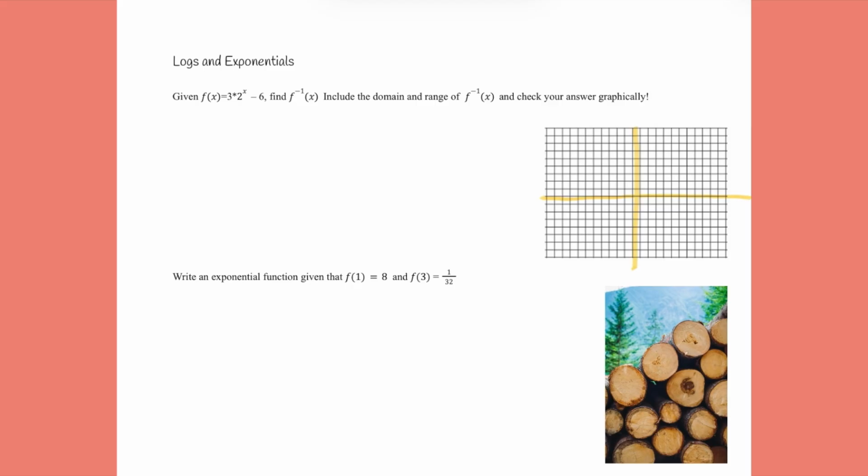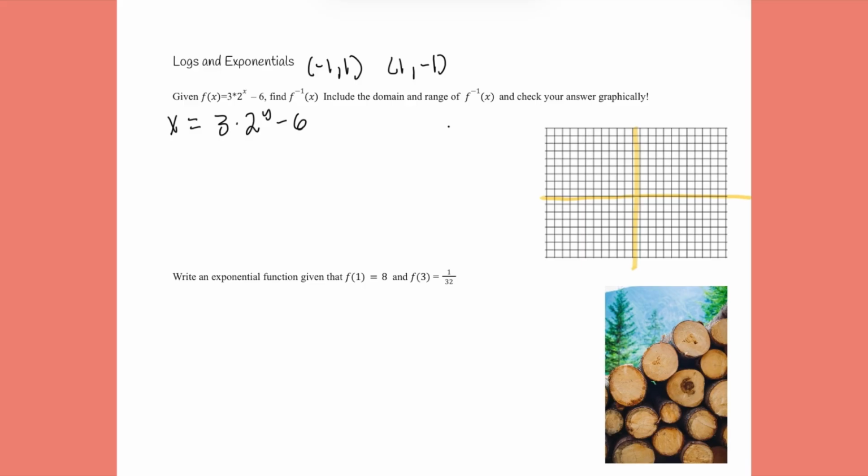And that's because the inputs and outputs switch on an inverse function versus the original function. This basically means if the point -1, 1 was on f of x, for example, then the point 1, -1 would be on the inverse of f of x. Alright, so in order to find this equation, we're going to flip x and y. So f of x becomes x equals 3 times 2 to the y minus 6.